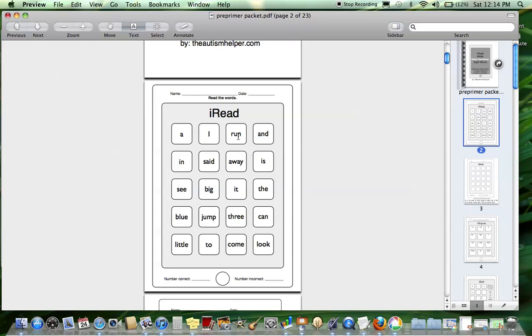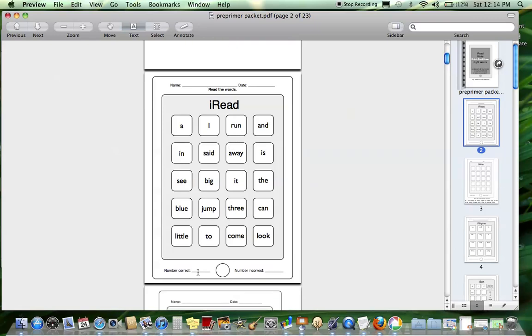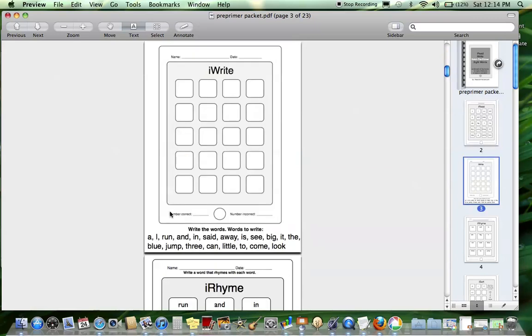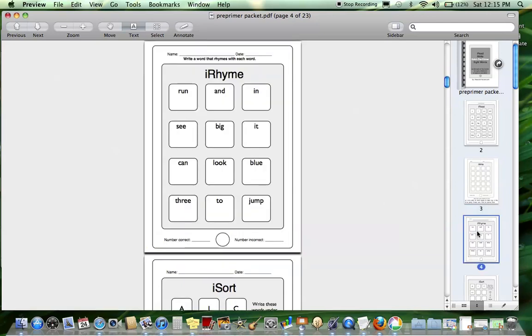So this one is working on just reading the words, and then there's a space to write to count the number correct and the number incorrect. So it's a nice way to take a little data while working on some sight word concepts. Next is writing the words. So they'll copy the words from the bottom onto the page. Thinking of rhyming words for these, and again, an area to grade the work.